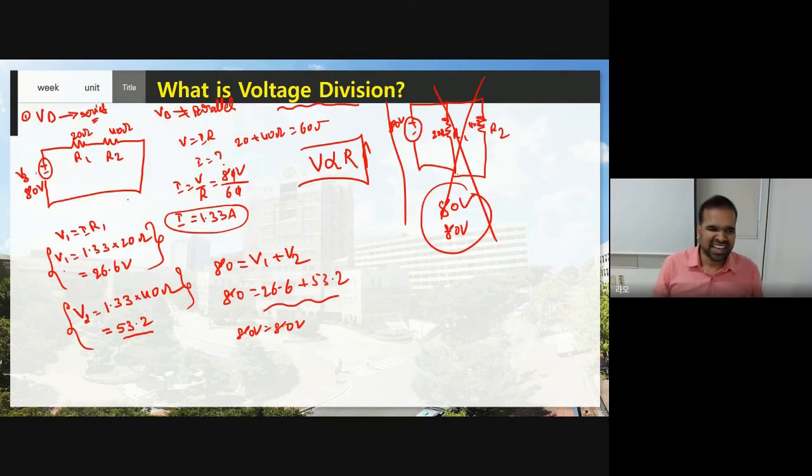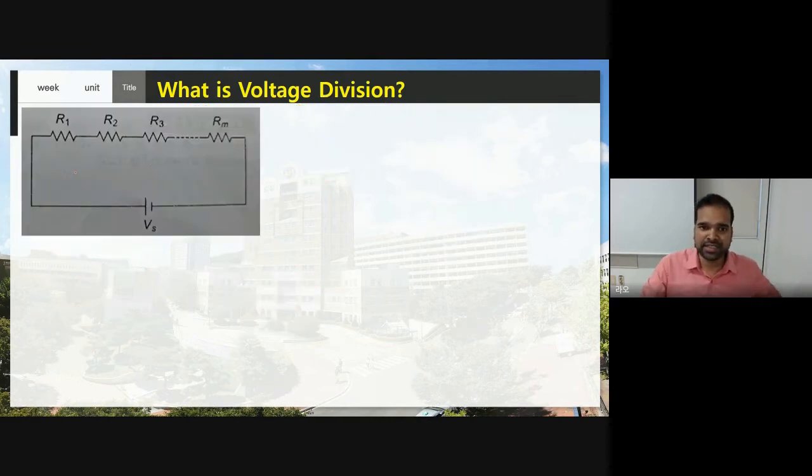Suppose in order to find the voltage drop, first I need to find the current, then I need to find the voltage drop. Don't we have any direct formula to find it without finding the current? I just want to find the voltage drop. Yes, we have. There is a direct formula, and that is voltage division. Suppose I want to find the voltage drop at R3, there is a direct formula. You have to write it and substitute the values, then you can find it. You don't need to find the current and everything. Now in this class, I'm going to explain the voltage division formula.